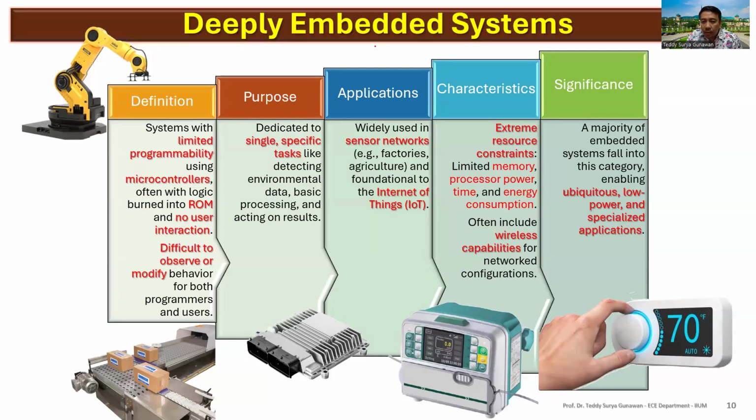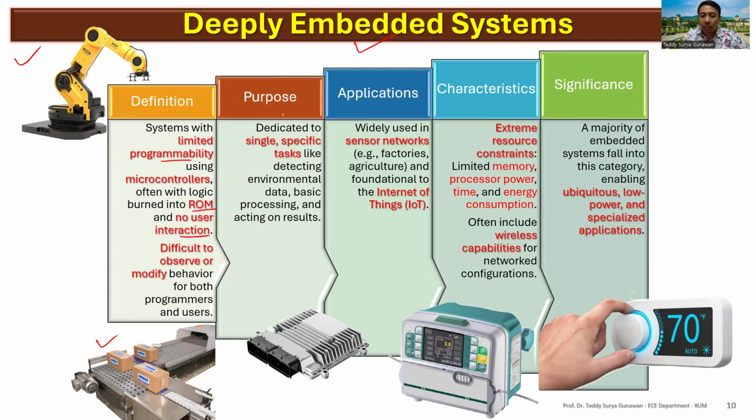Now let's see the deeply embedded system. This is a system with limited programmability using a microcontroller, often with logic or program burned into ROM, and there is no user interaction. Because of that, it's difficult to observe or modify behavior for both programmers and users. You need to take the chip and reprogram it. For example, conveyor belts or robotic arms. Once programmed, it's normally difficult to upgrade because it's limited. It's very good for specific tasks.